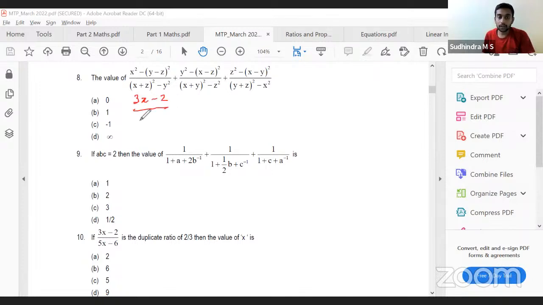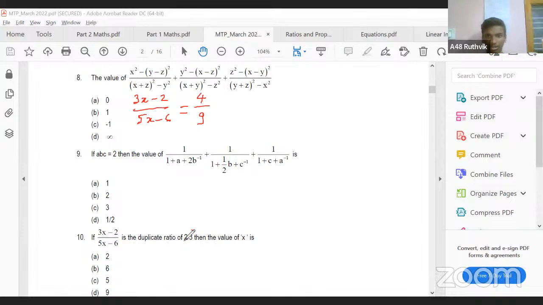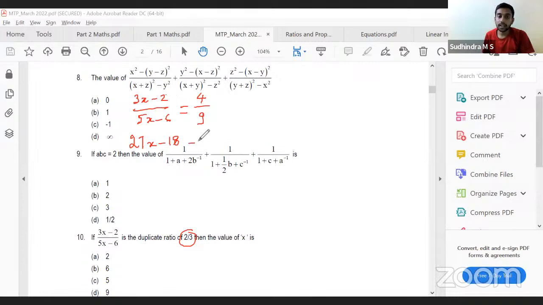3x minus 2 divided by 5x minus 6 is the duplicate ratio of 2 by 3. So it should be equal to 4 by 9. Yes, sir. The duplicate ratio of 2 by 3 is 4 by 9. Correct. So further simplifying this, 27x minus 18, that is 9 into 3x minus 2. 9 3s are 27, 9 2s are 18. It will be equal to 5x minus 6 into 4. 5x into 4 is 20x, 6 into 4 is 24.